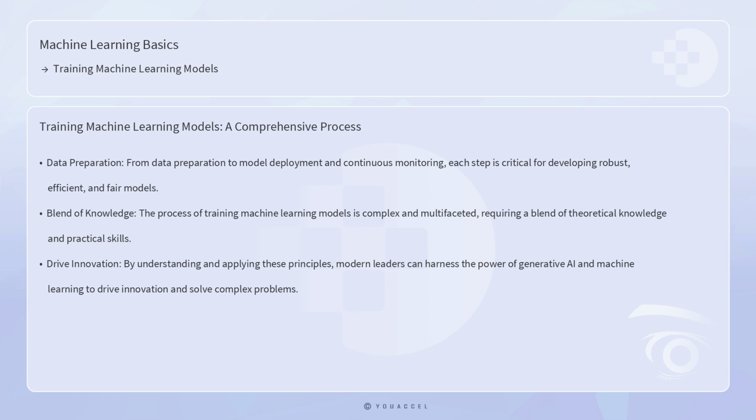The process of training machine learning models is complex and multifaceted, requiring a blend of theoretical knowledge and practical skills. From data preparation to model deployment and continuous monitoring, each step is critical for developing robust, efficient, and fair models. By understanding and applying these principles, modern leaders can harness the power of generative AI and machine learning to drive innovation and solve complex problems.